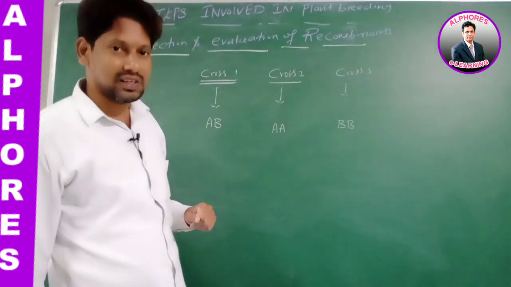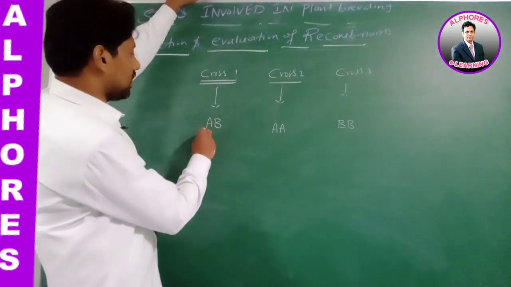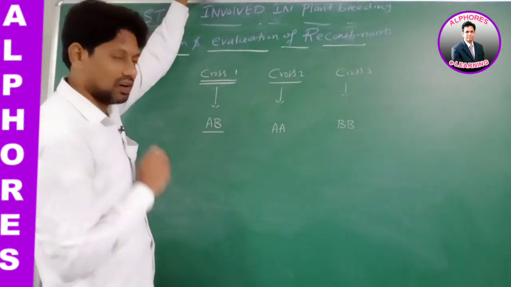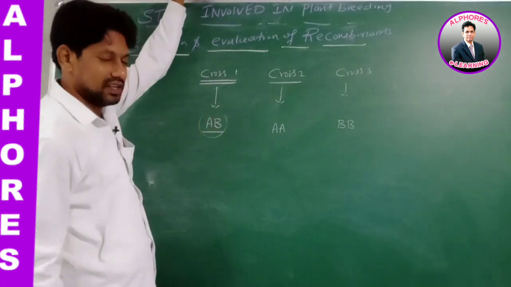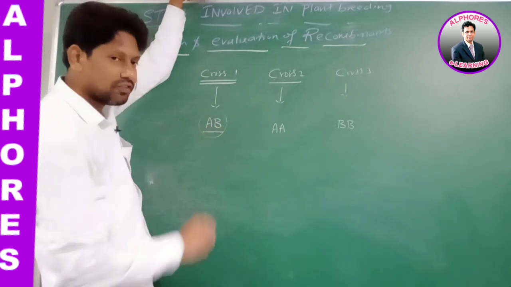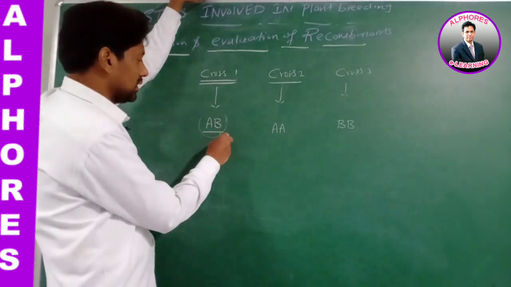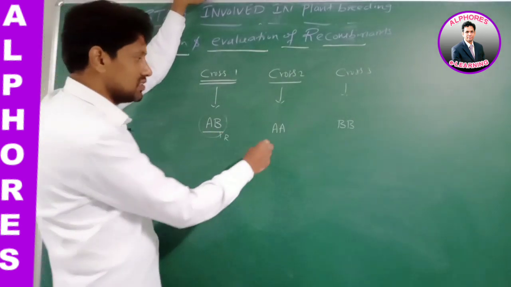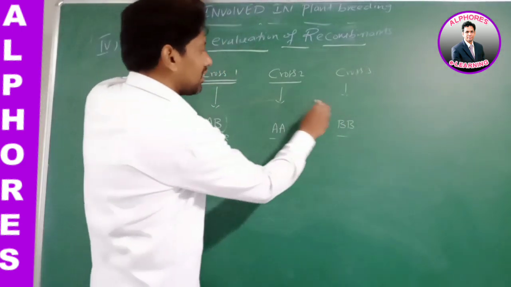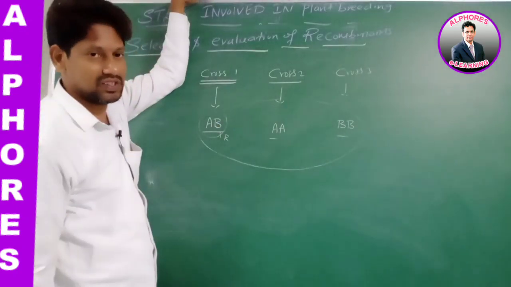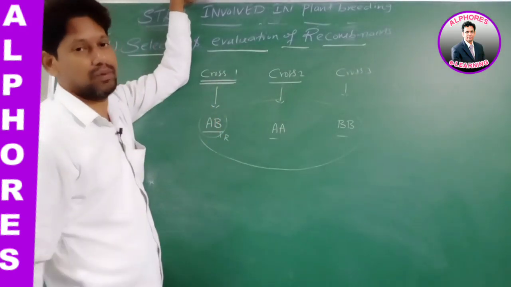In these 3 crosses, in this cross, we got desirable characters of both the parents. Yes or no? We got desirable characters of both the parents. Therefore, it becomes a recombinant. Sir, is this a recombinant? No. Is this a recombinant? No. Therefore, when we make a cross, we are not getting all recombinants. Out of all these plants, first we have to select the recombinants.